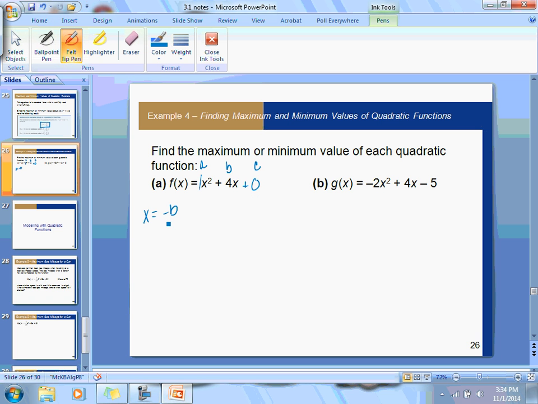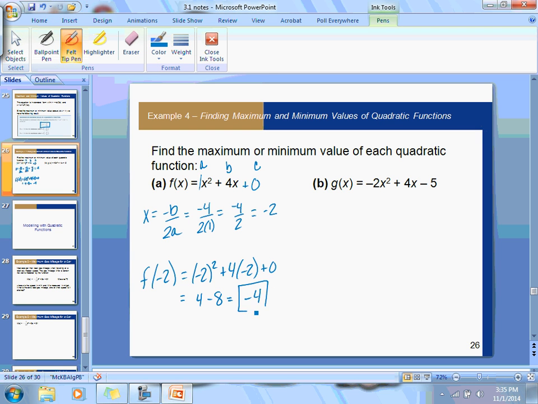So that's going to be negative 4 over 2 times 1. So that's negative 4 over 2, which will be negative 2. So that's the x value of your vertex. So now to find the y value of the vertex, you have to take this and plug it back into the function. So you're going to do f of negative 2. So you'll have negative 2 squared plus 4 times negative 2. You could put the plus 0 at the end if you'd like. You don't have to. Okay, so that's going to be 4 minus 8, which is going to be negative 4. And since this parabola opens up, since a is positive, then this is going to be your minimum value.